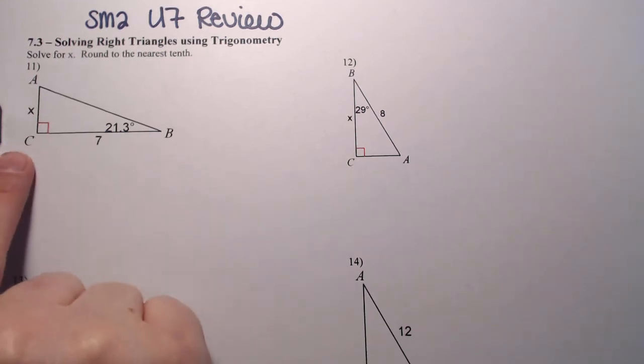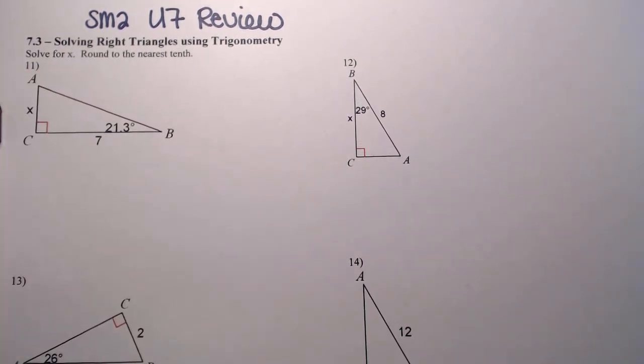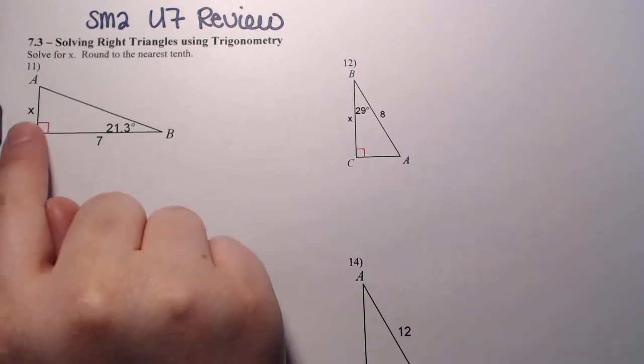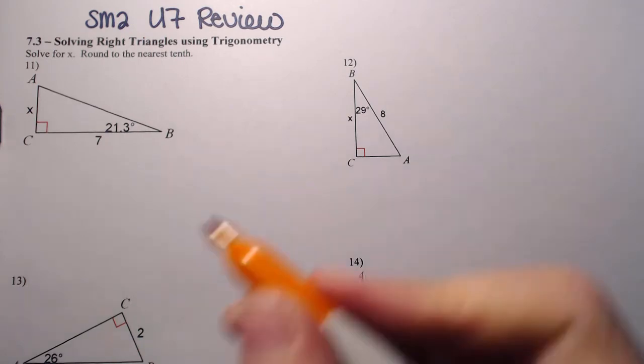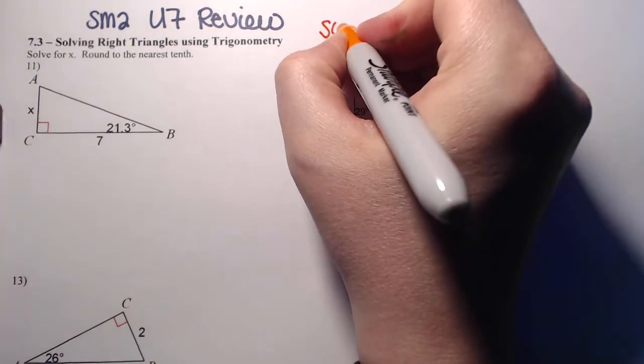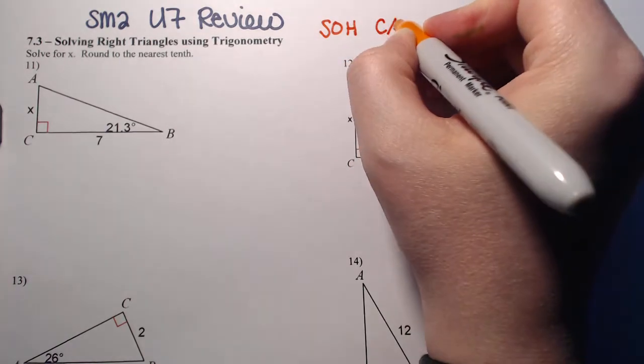it's only asking for x in this case. If I was being asked to solve the whole triangle, I would need to find any missing side and the missing angle. But I'm just finding x on this one. But I'm using trigonometry, so I have to remember SOH CAH TOA.